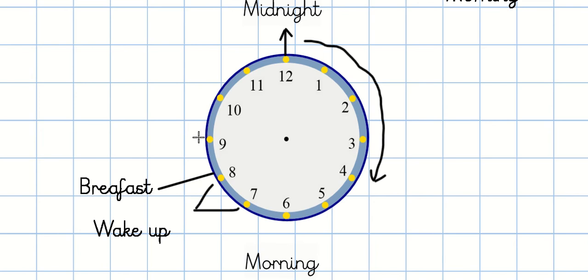And then at 9 o'clock, where do you normally go? You go to school. So the morning happens on the first spin of the clock.